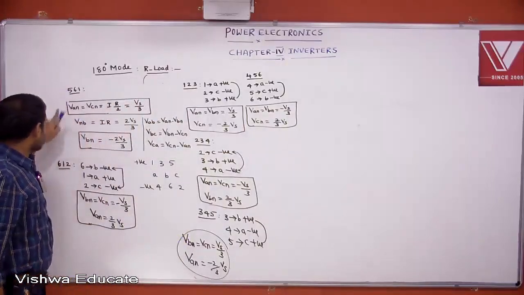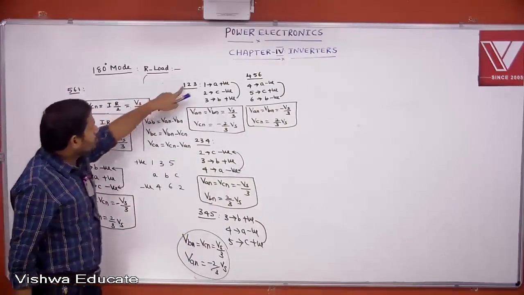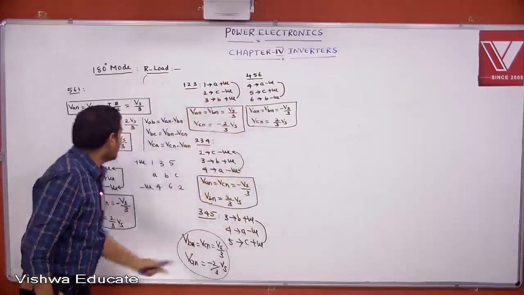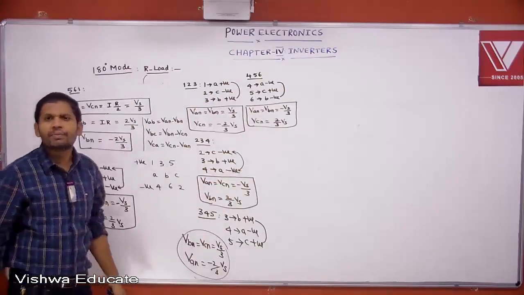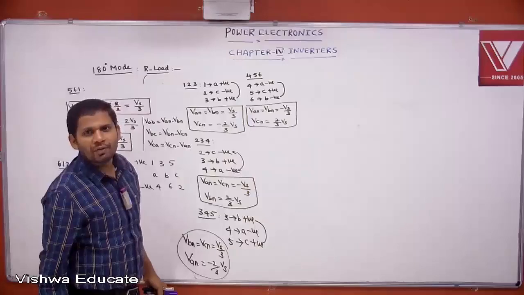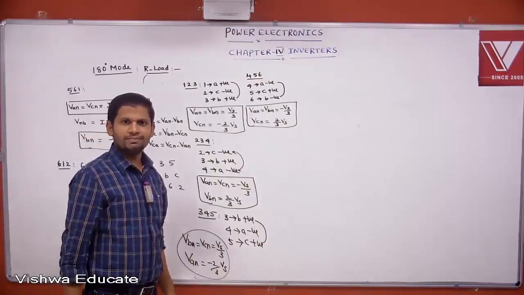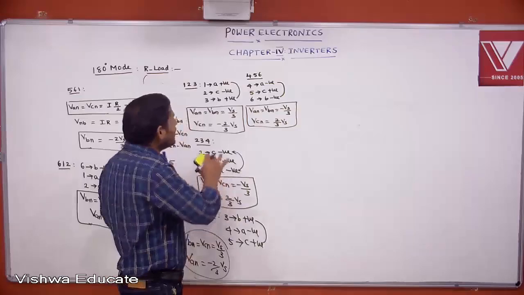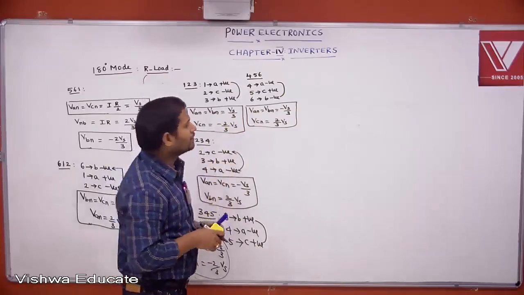5, 6, 1, 6, 1, 2, 1, 2, 3, 2, 3, 4, 3, 4, 5, 4, 5, 6, again 5, 6, 1. Again cycle will be repeated. But we are drawing the waveforms only for one cycle. Understood. Now we will draw the waveforms. By knowing this one, now we will draw the waveforms. Now see.